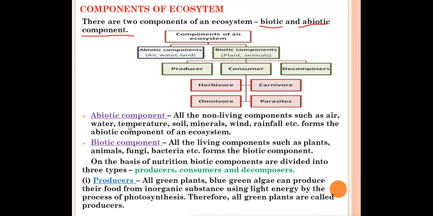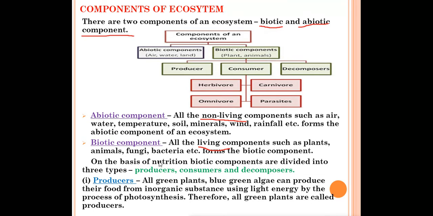First of all, what are abiotic components? All the non-living components. For abiotic, you should always remember these are the non-biotic components. Example: air, water, temperature, soil, minerals, wind, rainfall, etc. form the abiotic components of an ecosystem. Correct? Now we have biotic components. Biotic means living. So all the living components like plants, animals, fungi, bacteria, etc. form the biotic components.